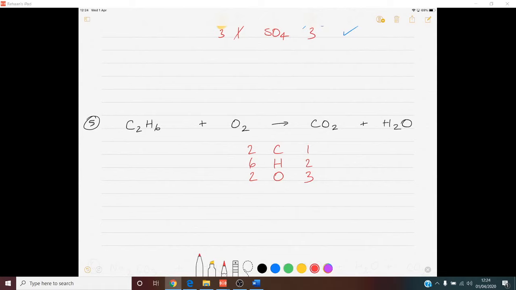Now, one of the immediate things we can do, and it's slightly different on this one here, is have a look and see that there are 6 hydrogens on the left, 2 on the right. So we're going to go ahead and chuck a number 3 in front of H2O. And what that should do is change our numbering. 6 hydrogens. The oxygens also change. We have 3 oxygens on the right, but we also have 2 in CO2, which gives us 5.